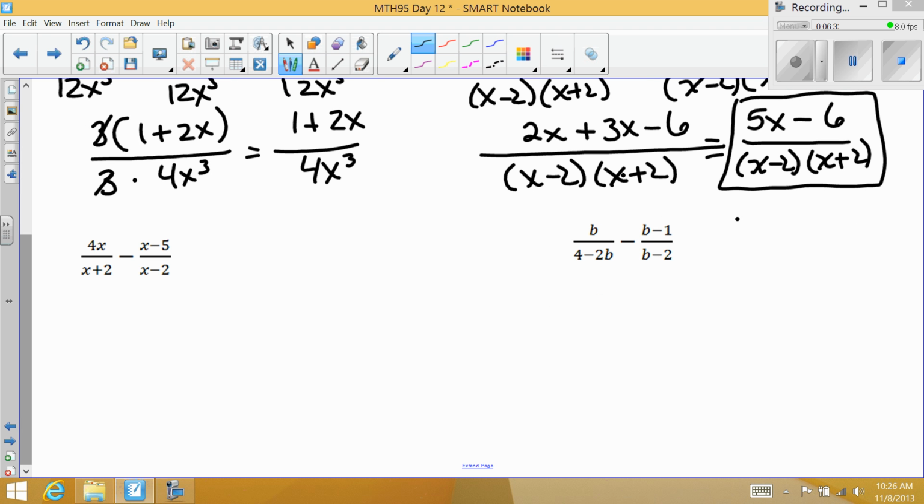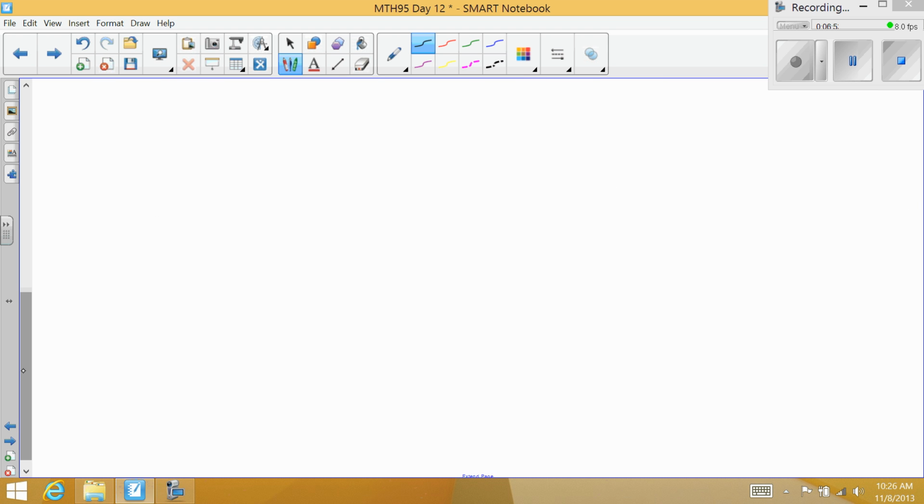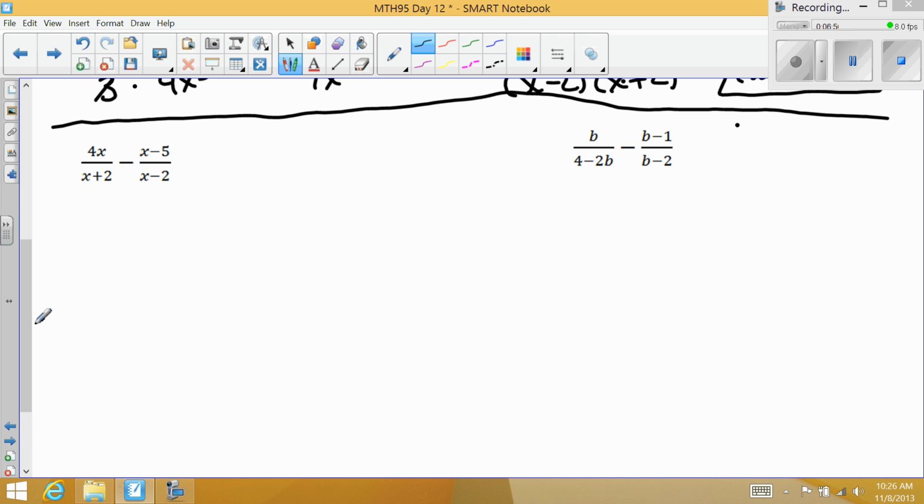Okay, got a couple more down here. This one again, a little bit tricky because it's almost the same factor in the two denominators, but with the x plus 2, x subtract 2, my LCD is going to be x plus 2, x subtract 2. And so this one's missing the x subtract 2, this one's missing the x plus 2.